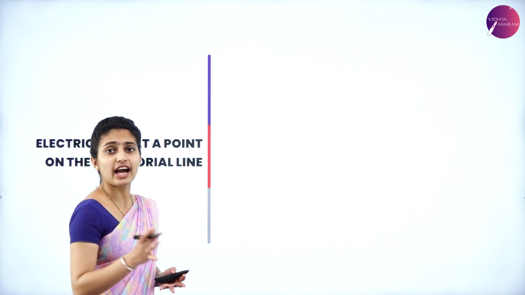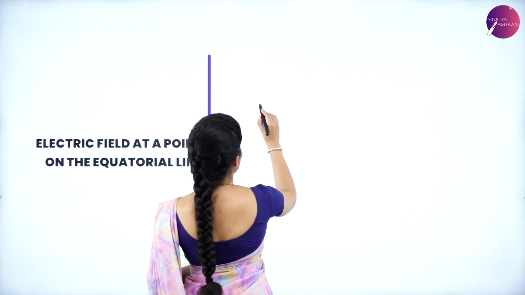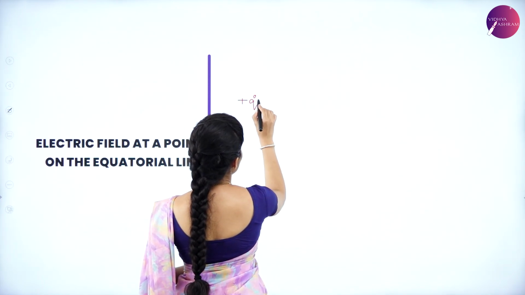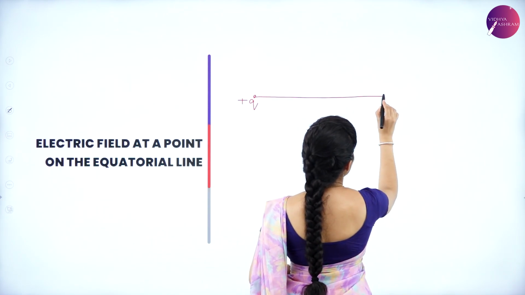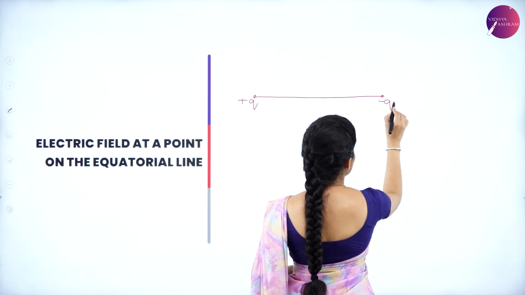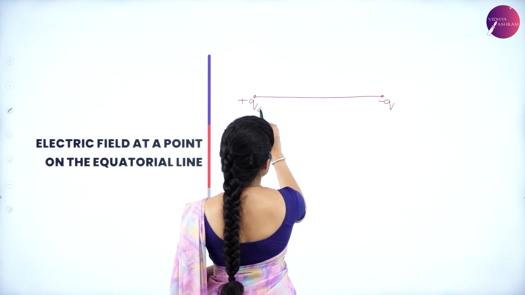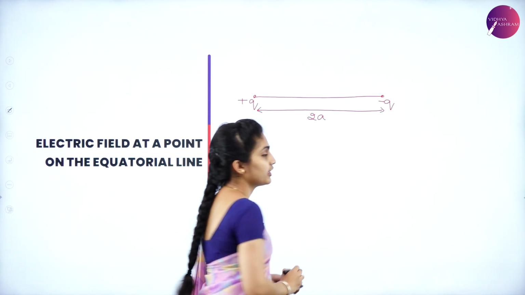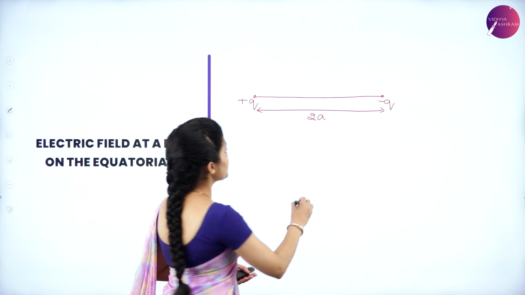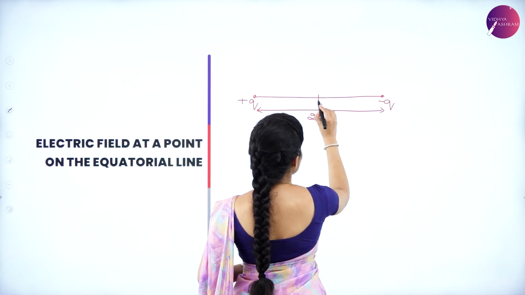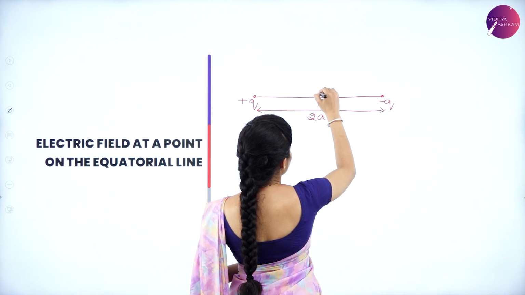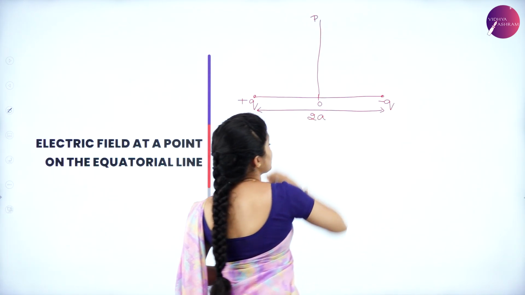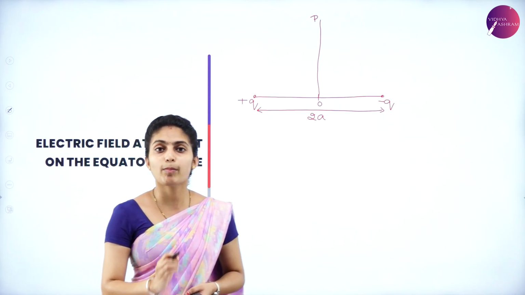So here we have to consider a point that is a dipole. Here it is plus q and at a distance of minus q, and that distance can be considered as 2a. Okay, and from the center point, that is from the center O, you have to draw a perpendicular, and the perpendicular is termed as a point P.